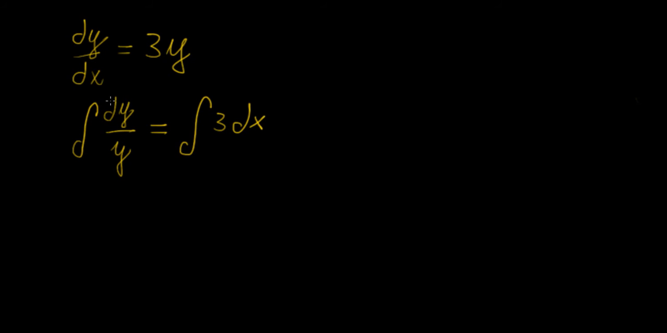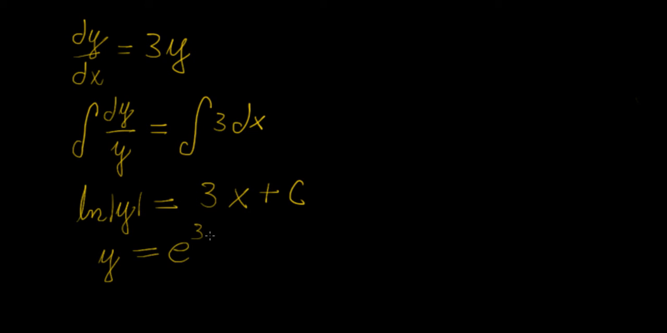So let's integrate these two. We know right off the bat that this is going to be the natural log of y, and it should be positive there, and this is going to be just 3x plus some constant c. Alright, that's straightforward enough. So how can we make this into an explicit expression for y? Well, we can just take the exponential of both sides to get rid of that natural log, and then we're going to end up with e to the 3x plus c.